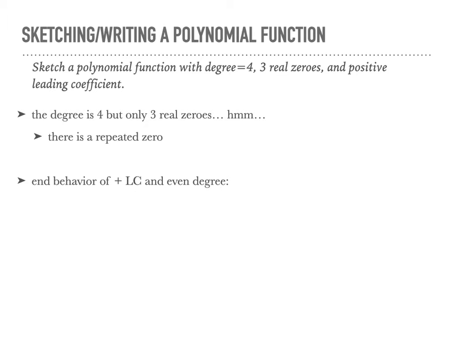So a 0 must have an even multiplicity, because remember, even multiplicity means that it's just tangent to the x-axis at the x-intercept. And the end behavior of a positive leading coefficient and even degree would look like rising to the left and rising to the right.